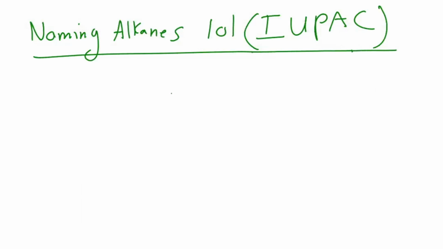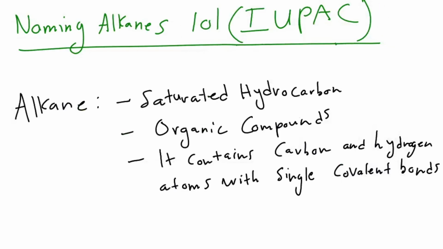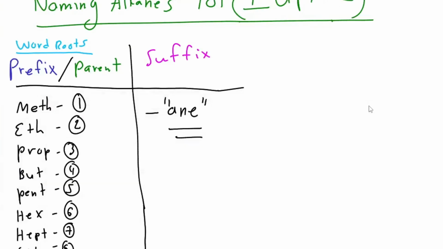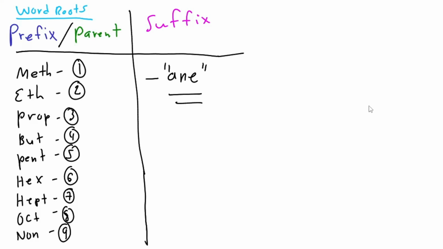We'll be looking at how we can name alkanes according to IUPAC, which is basically the International Union of Pure and Applied Chemistry. Before we jump into naming them, let's just quickly review what alkanes are. Alkanes are organic compounds that contain carbon and hydrogen atoms with single covalent bonds. They're also saturated hydrocarbons.